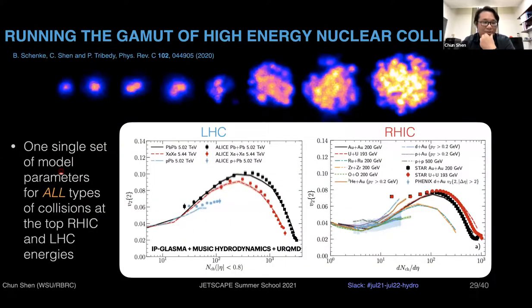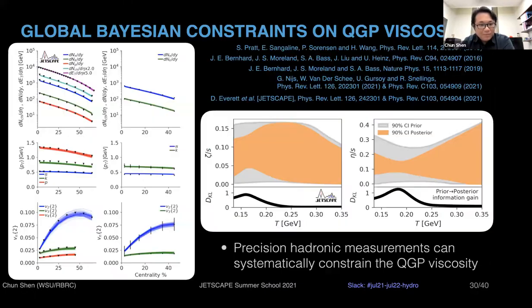Yeah. So here, just trying to show that one of the hybrid models with one single set of parameters can achieve a quantitative description of the Vn coefficients from large to small systems and at different collision energies. And one of the extensive studies carried out by the JETSCAPE collaboration recently is trying to use all the available experimental measurements to do a global constraint and extract the transport viscosities of the quark gluon plasma. This is a highlight of what we have been using: the particle multiplicity, mean pT, and anisotropic flow coefficients.